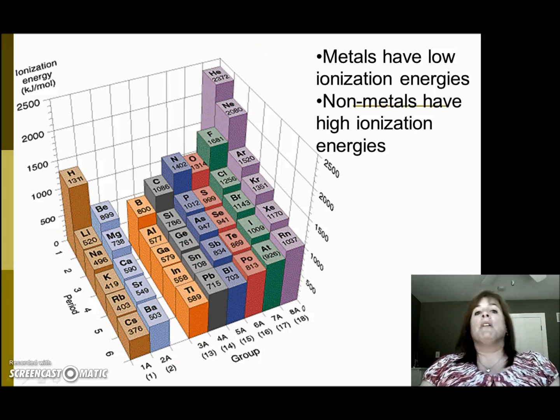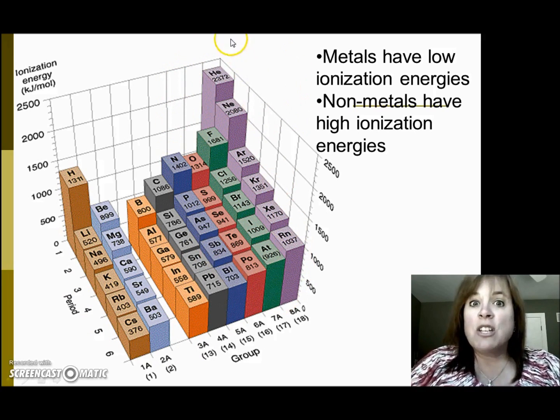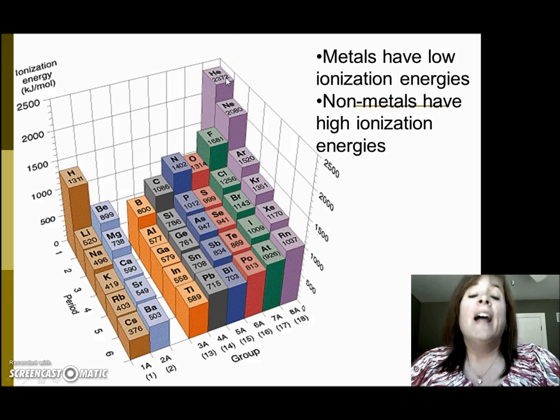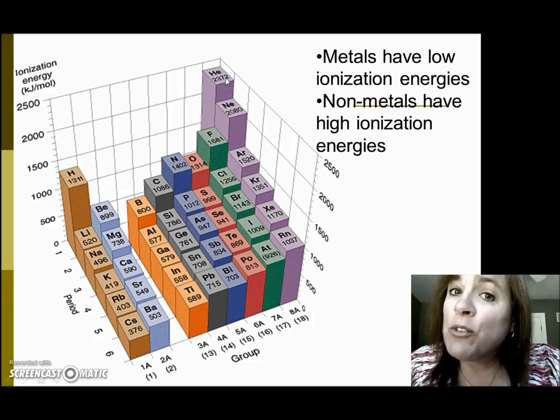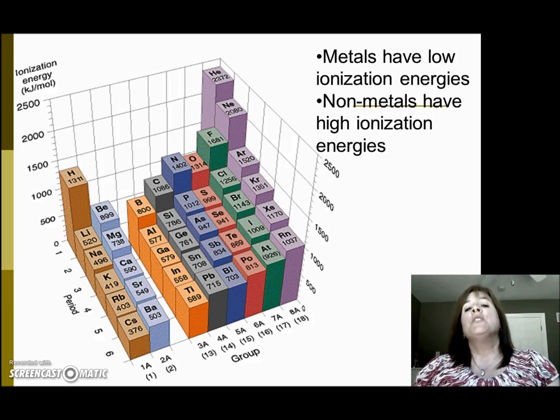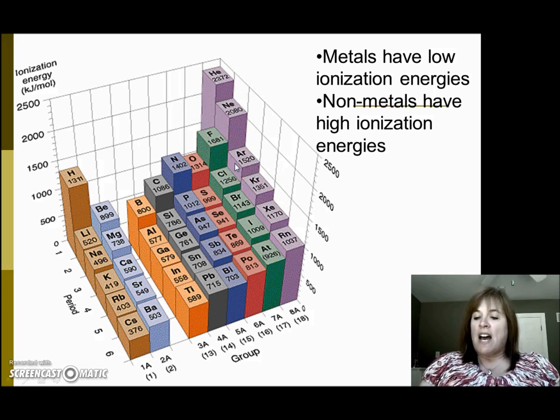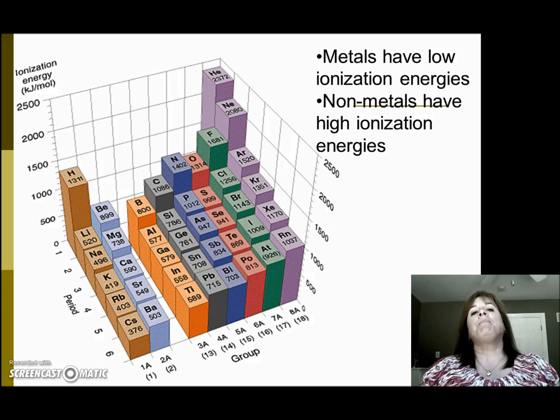so it doesn't take as much energy to get an electron away from them. But if we go to our nonmetals, and especially those noble gases, which already have 8 electrons in their outer shell, whoa, they are holding on tight, man. You got to be strong to pull one of those electrons away. So it takes a lot more energy for nonmetals, so they have higher ionization energies.